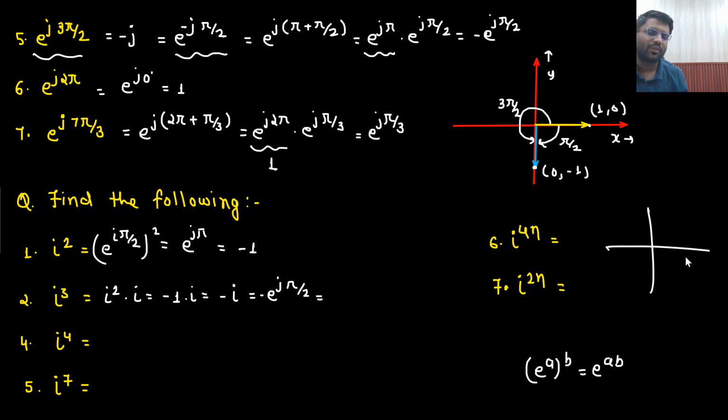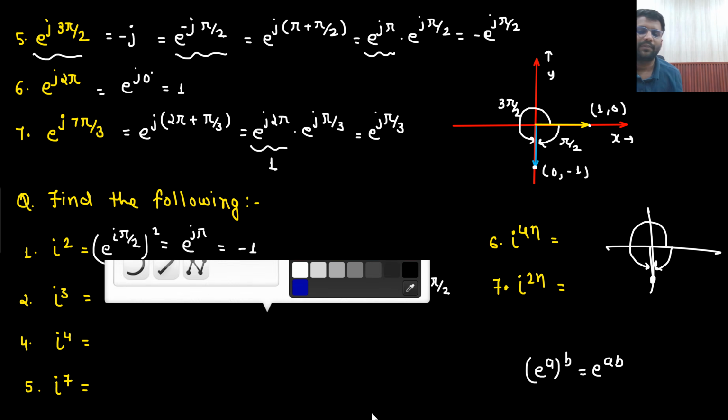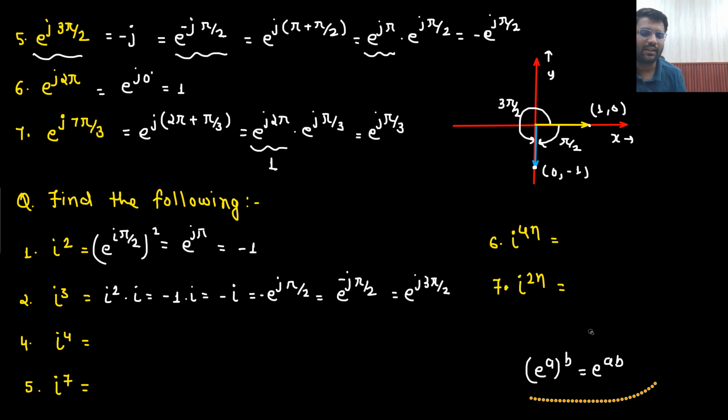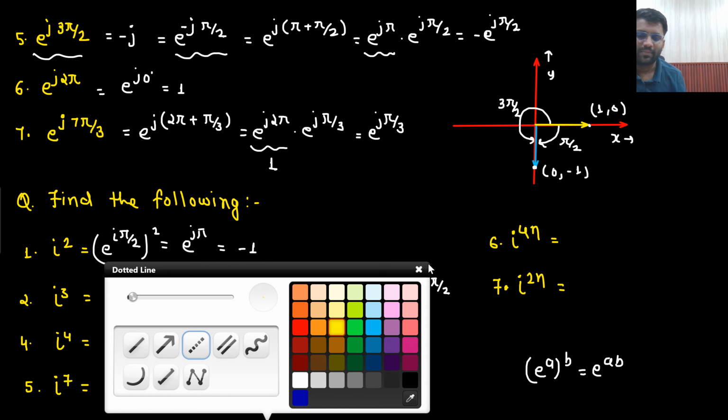Where will you reach? Minus iota means, sir, here I will reach. So making an angle of pi by 2 with the positive x-axis in the clockwise direction, it could be written as e to the power minus j pi by 2, or making an angle of 3 pi by 2 with the positive x-axis in the anti-clockwise direction. So it could be written as e to the power j 3 pi by 2 as well. So there are different ways, different ways of thinking. I hope you will be able to understand all these things. So let's just keep it in a box aside.